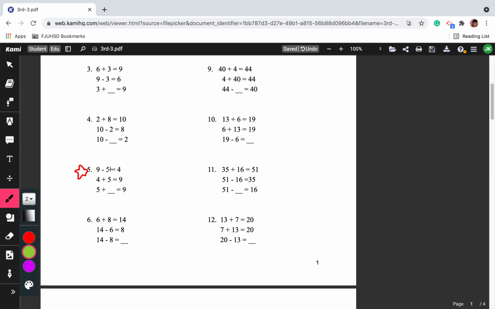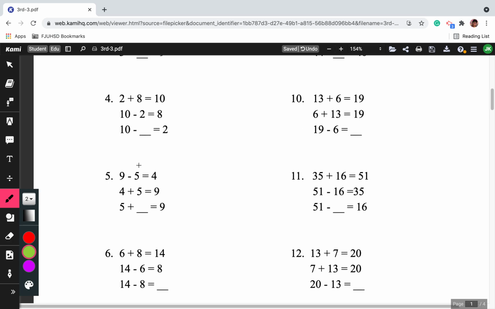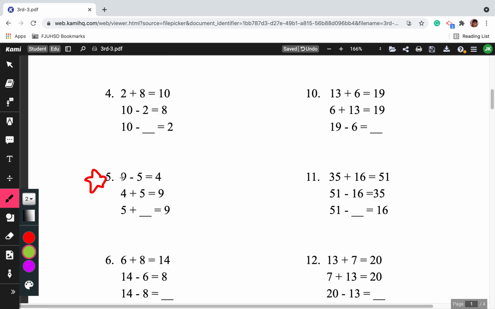So we're going to do some fact families. We're going to do number 5. It says that 9 minus 5 is 4, and 4 plus 5 is 9. Therefore, 5 plus something equals 9.